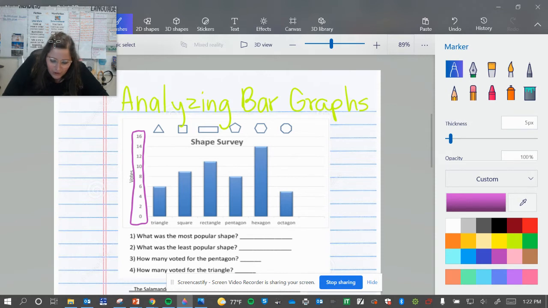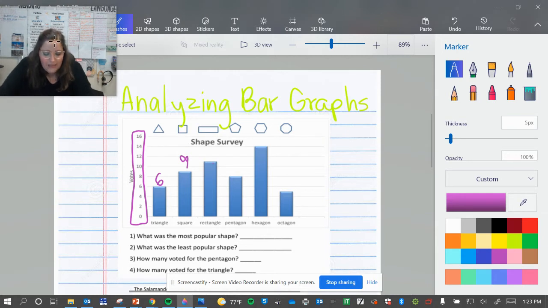So triangle, we're going to look at the top of the bar and it's lined up with what? 6. So 6 people voted for triangle. Write a 6. Okay. Let's look at square. Uh-oh. It's not lined up with 8 and it's not lined up with 10. It's halfway between. What's halfway between 8 and 10? 9. So instead of counting 2 up, we counted just 1 up because 1 is half of 2. That's why it's halfway. 9 people voted for square.